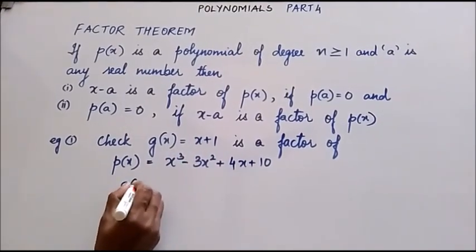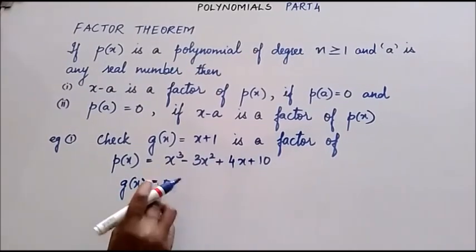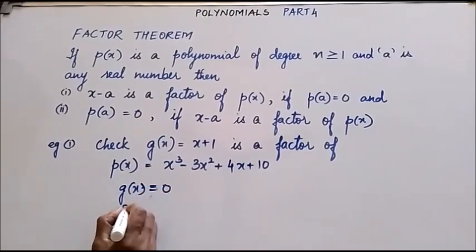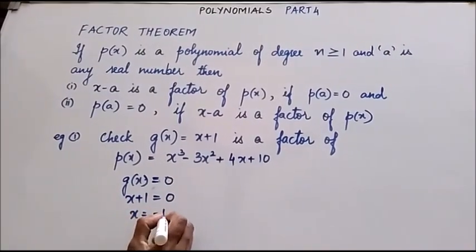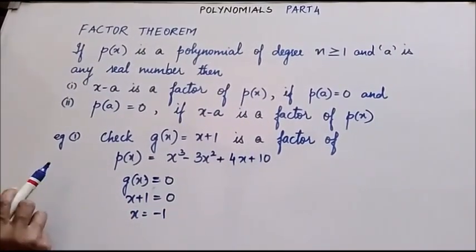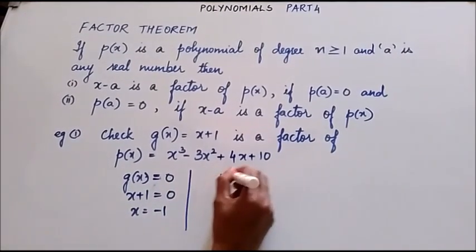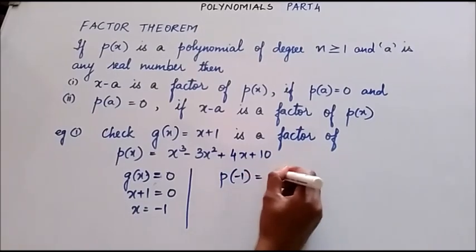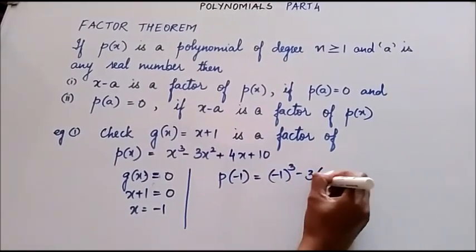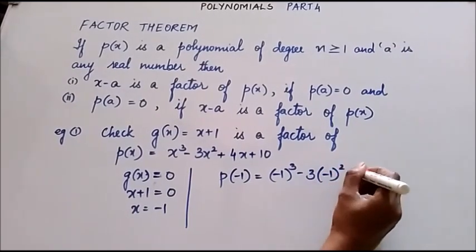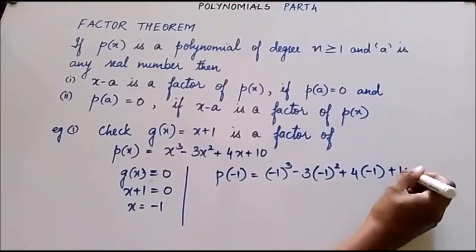That is, we write g of x equal to 0. You get here x plus 1 equal to 0, that is x equal to minus 1. Now in place of x, in p of x, you substitute minus 1. That will give p of minus 1 is equal to minus 1 the whole cube minus 3 into minus 1 the whole square plus 4 into minus 1 plus 10.